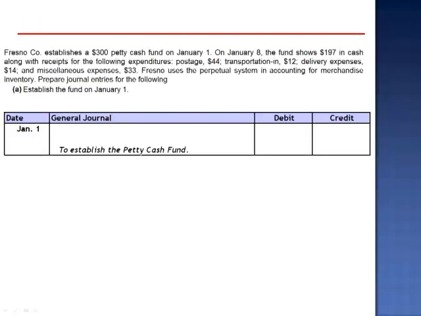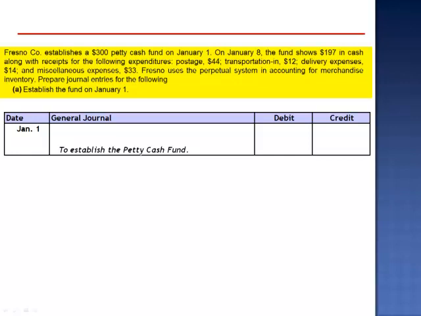Exercise 6. Fresno Company establishes a $300 petty cash fund on January 1st. On January 8th, the fund shows $197 in cash, along with the receipts for the following expenditures: postage $44, transportation-in $12, delivery expenses $14, and miscellaneous expenses $33. Fresno uses the perpetual system in accounting for merchandise inventory.